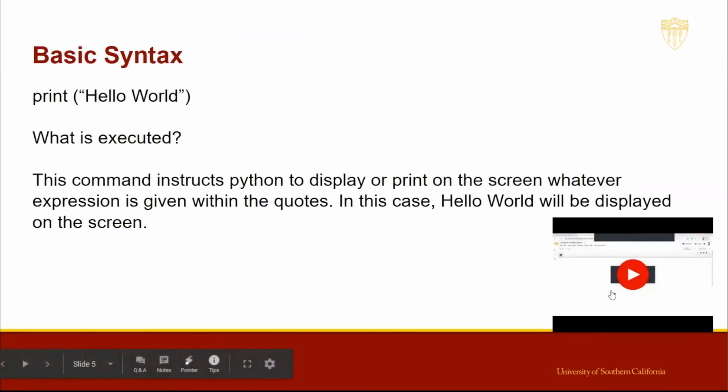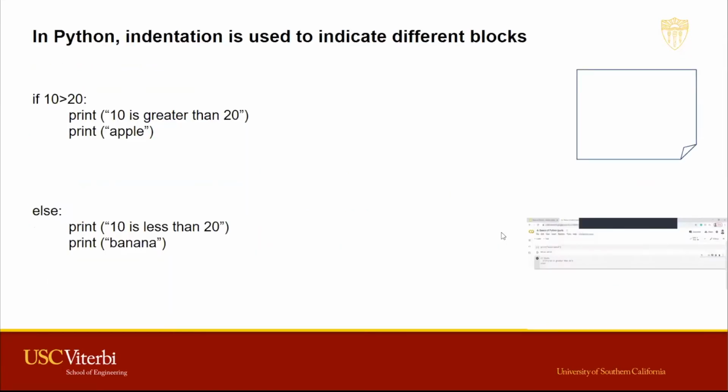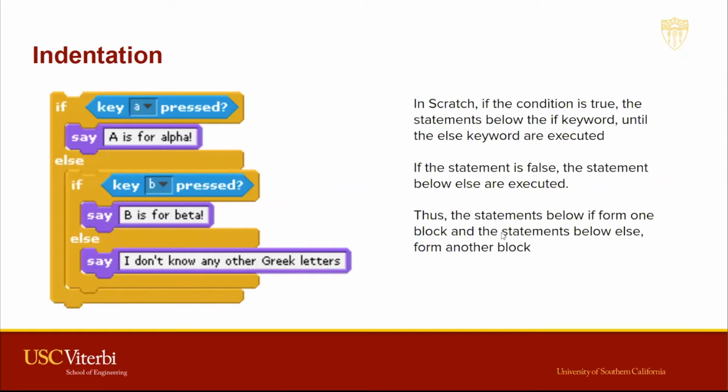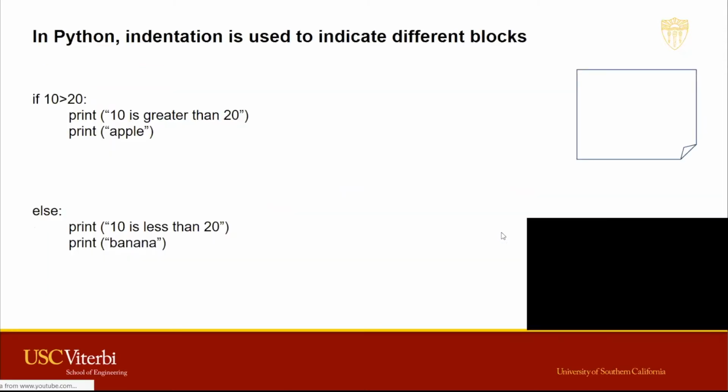Now that we've seen this example, let's go and look at a few important concepts that are required in Python. The first one is indentation. In Scratch, we learned about the if-else block, where if there is a condition which evaluates to true, the statements below the if statement are executed. If the condition evaluates to false, then the statements below the else statement are executed. So there is an if block and there is an else block. Now these blocks in Python are shown with the help of indentation.